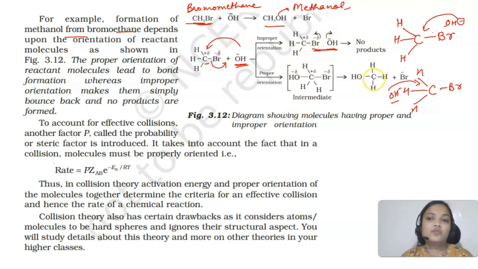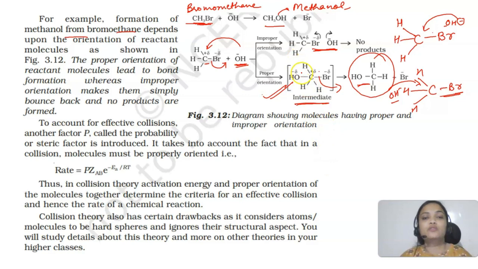So attack happens from the back side, so we get this transition state or intermediate, where simultaneously a bond will start forming with carbon, and simultaneously the carbon-bromine bond will start to break. After that this bromine will leave and OH will get attached, and you will get methanol. So that's what we are saying, that proper orientation is also important.